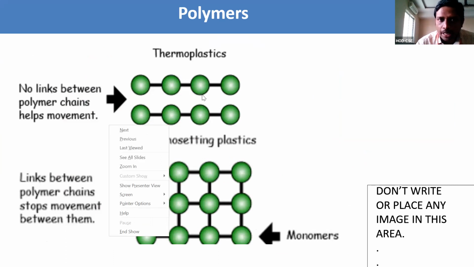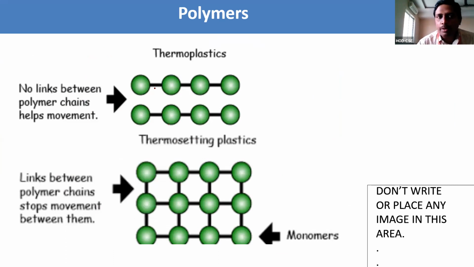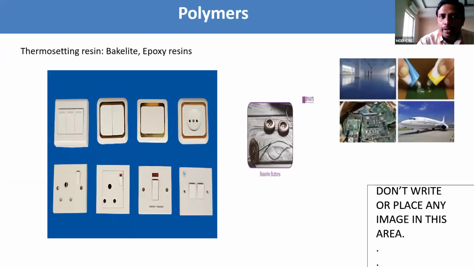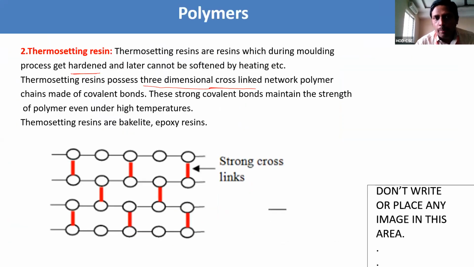But in thermoplastic resin, there are no links between the polymer chains, which helps the movement of the polymer. There are no cross links present between them. So links between the polymer chains stop the movement.